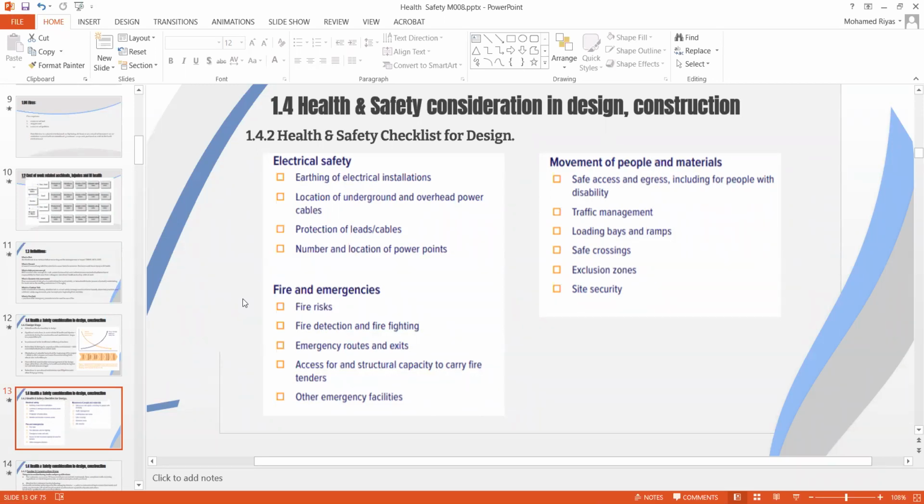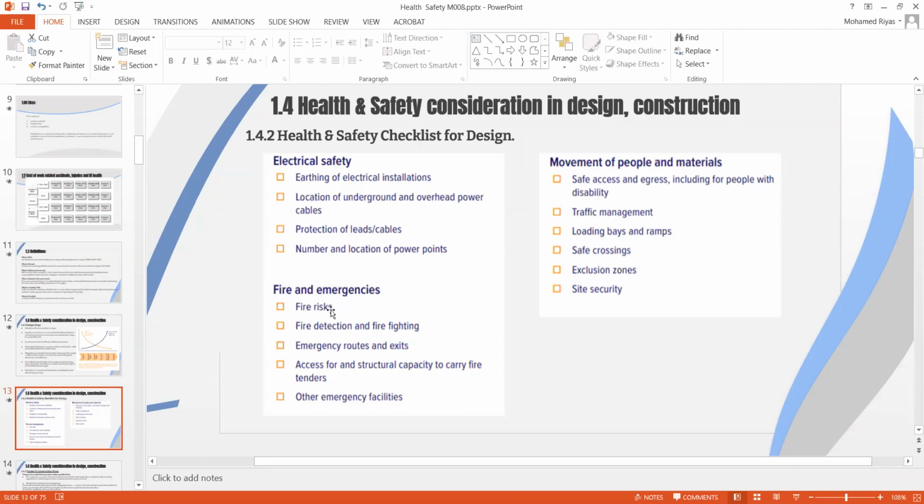Coming to electrical safety, you start with earthing of the electrical installation, location of underground and overhead power cables, protection of lead cables, and number and location of power points. These are the factors you will see in a checklist, and if everything has been considered safely, then you tick it, meaning this has been done. This needs to be signed off by the design manager for the respective project. Then this will pass on to the client HSE team, and they will take over.